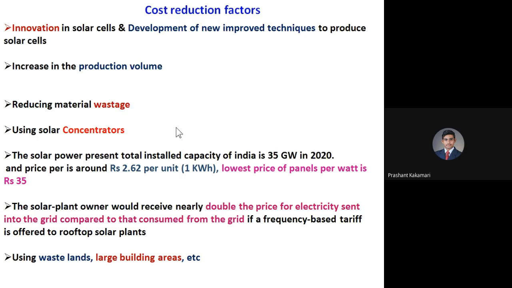So by reducing the number of cells and just by increasing the number of concentrators, one can go for reducing the cost.